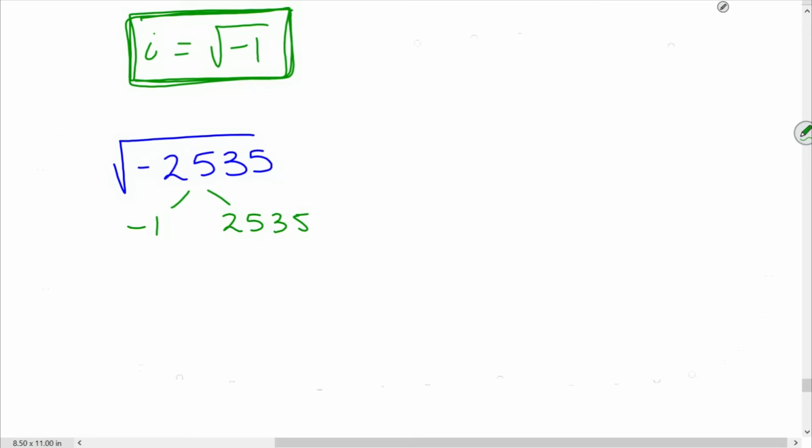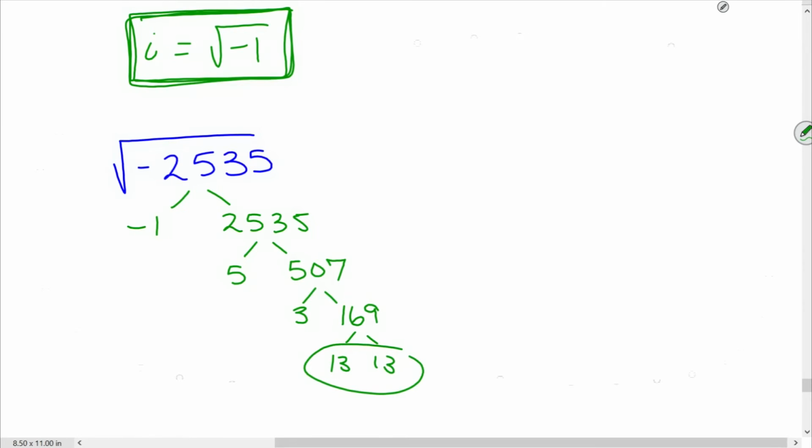2,535. Okay, now this 2,535 ends in a 5, so 5 must go into it, and if you divide by 5, you get 507. Okay, and then the digits 5 plus 0 plus 7 add up to 12, which is a multiple of 3, so 3 must go into this number, and so if you divide this by 3, you get 169, which I recognize as a power of 13. Okay, it's 13 squared. And so I have that pair and then these two other numbers.